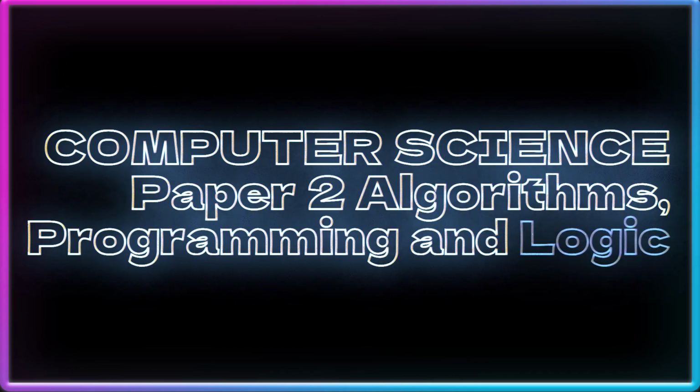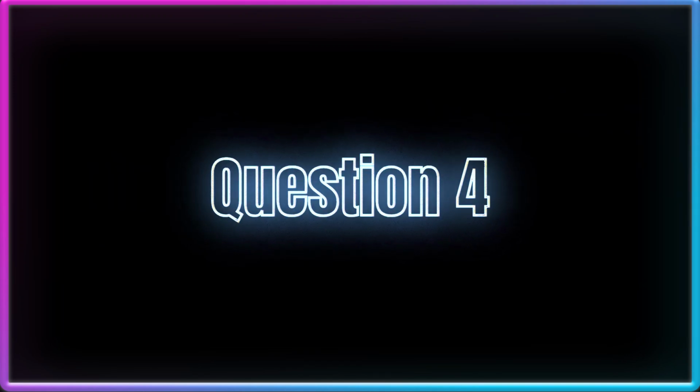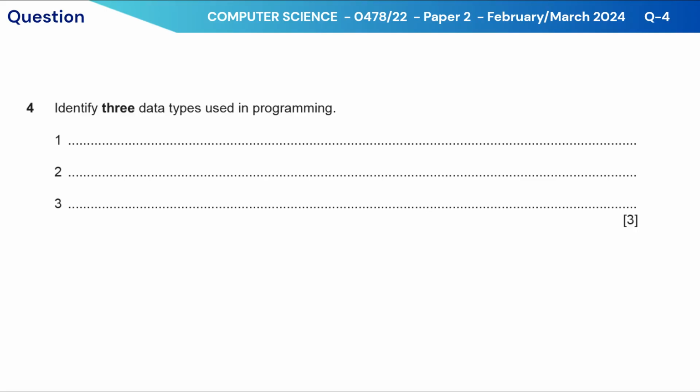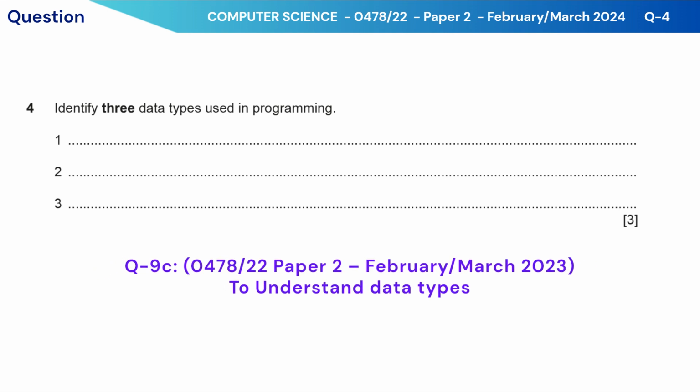Today we are going to solve question 4 of the 047822 February-March 2024 past paper. The question is, identify 3 data types used in programming. Although it's a very simple question, I recommend you to see the video for question 9 part C of the 2023 series. I'll give the link in the description of this video for your ease.